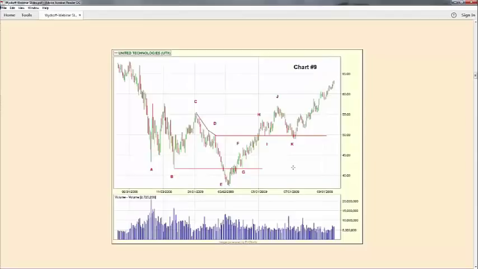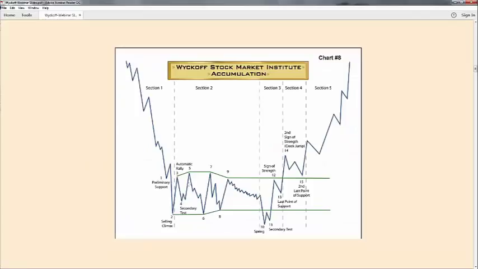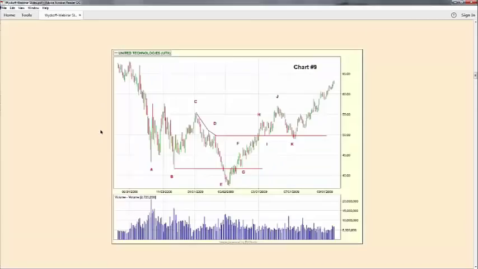I'd like to take a look at some springs in three different stocks. And what I have tried to do is, let me go back here. This is the perfect world. This shows a very nice example of a preliminary support, a selling climax, secondary test, a spring, a sign of strength, and a markup phase. Well, as I found out early in my career trading stocks, it doesn't come that way.